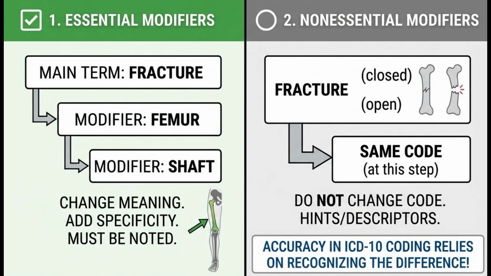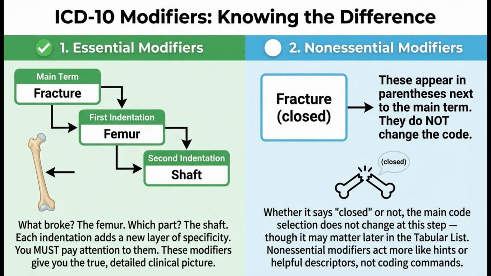Checkmark 1, essential modifiers. These are indented under the main term, and they change the meaning of the diagnosis. You must pay attention to them. Example: fracture to femur to shaft. Each indentation adds a new layer of specificity. What broke? The femur. Which part? The shaft. These modifiers give you the true detailed clinical picture.